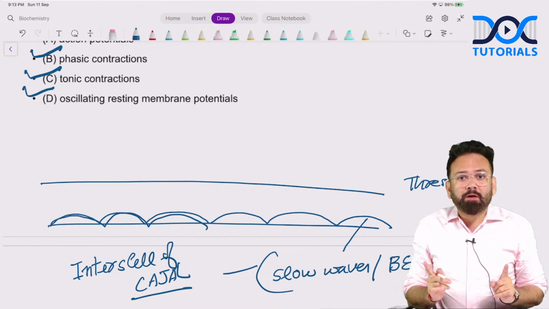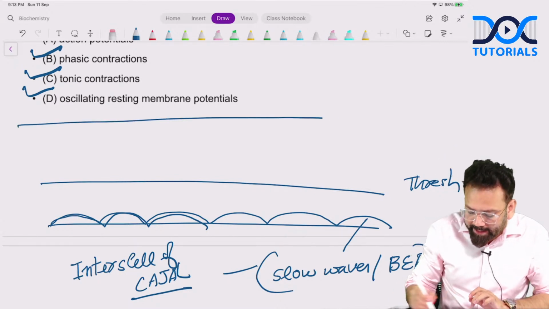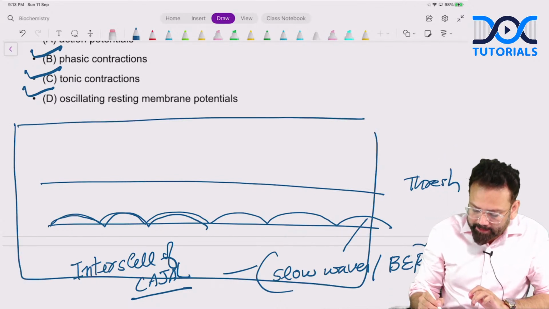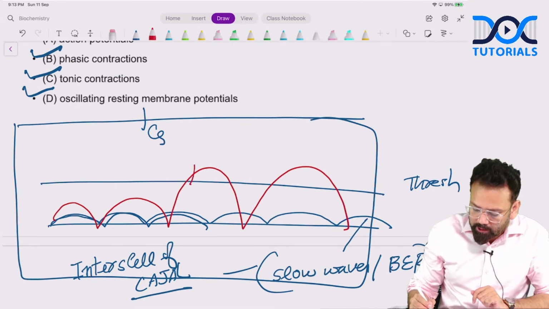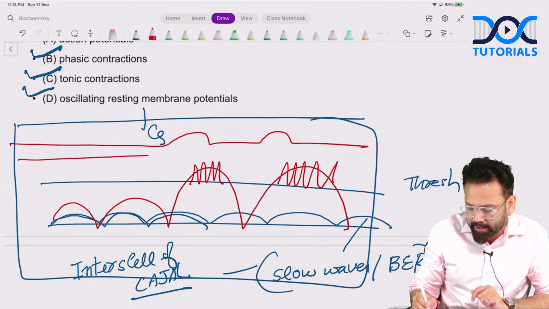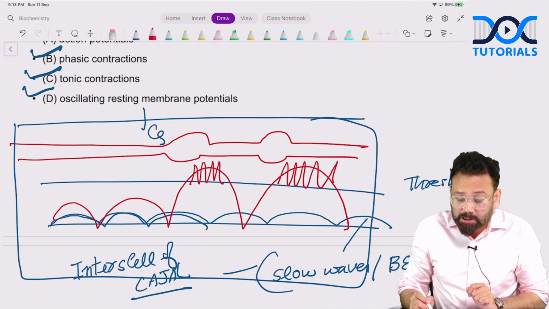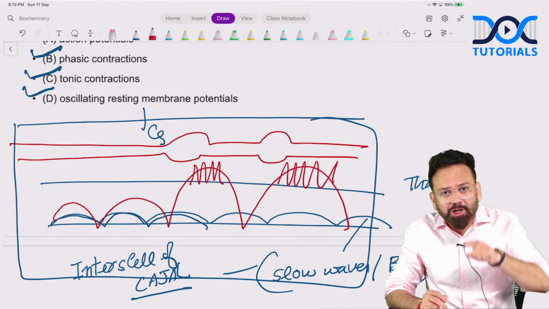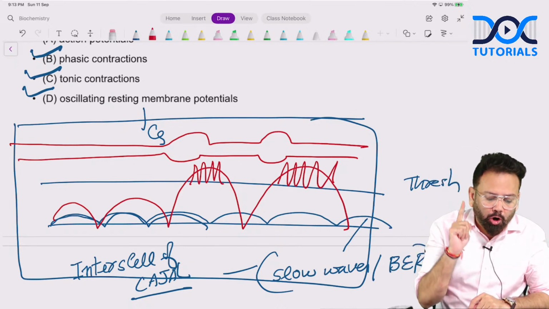Remember, these slow waves are RMP, they cannot produce peristalsis. Only when you eat something and calcium comes inside, they start fluctuating. When they touch the threshold, there are spike potentials. And only when there is a spike potential can it cause peristalsis. I hope you remember this diagram. So, spike potentials are action potentials which can generate peristalsis, not slow waves.